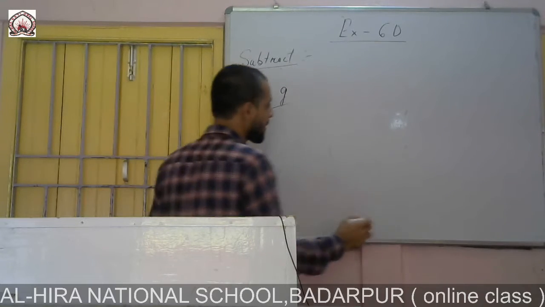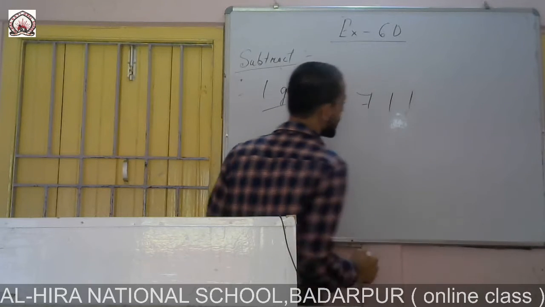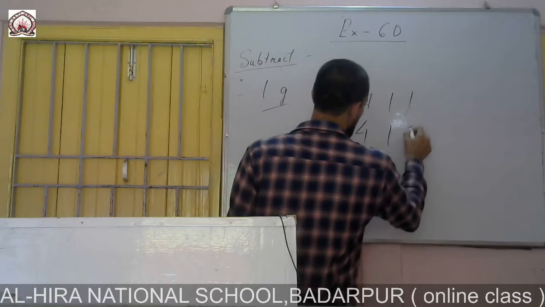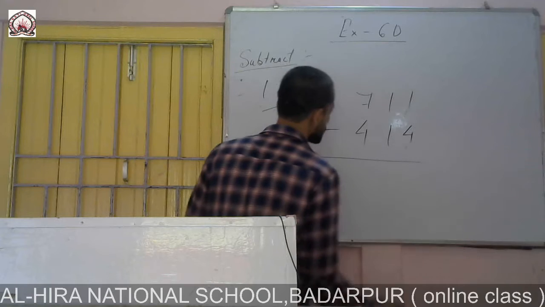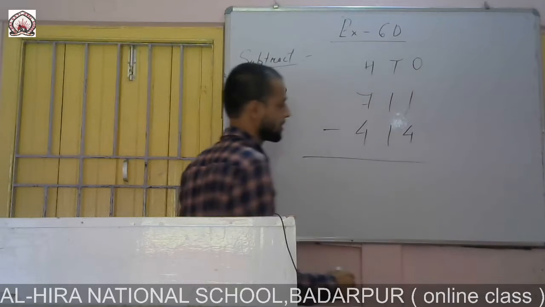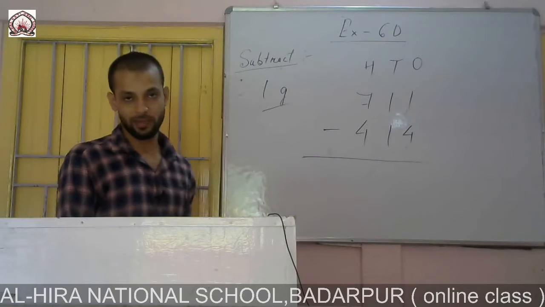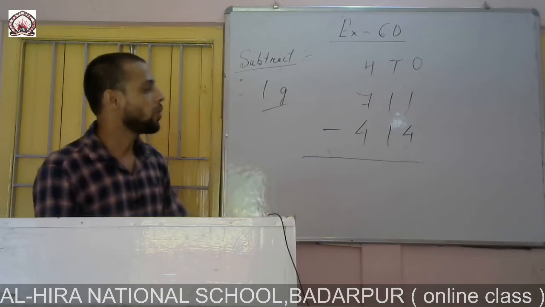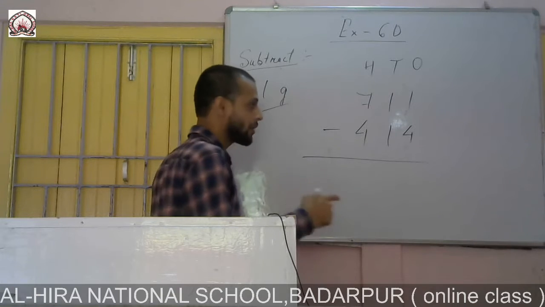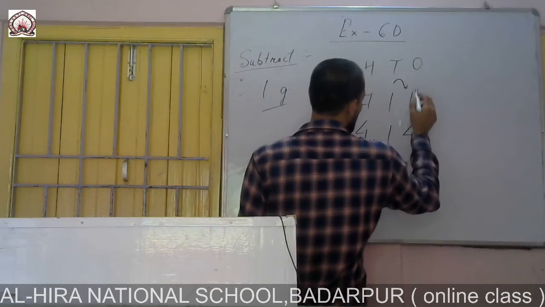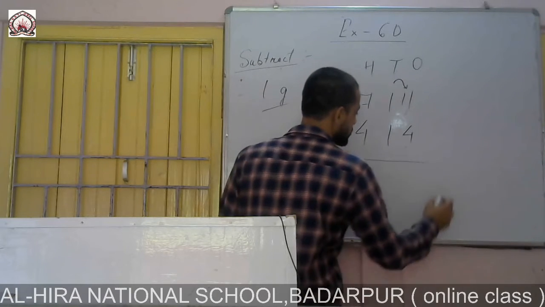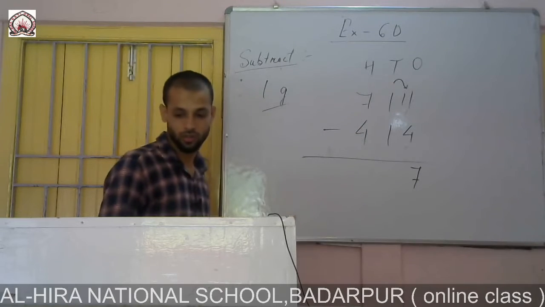G. 711 minus 414. Like earlier, this is the ones place, this is the tens place, and this is the hundreds place. In the ones place, the digits are 1 and 4. We cannot subtract 4 from 1, so we carry 1 from the tens place. Here it will be 11. Now 11 minus 4 equals 7.